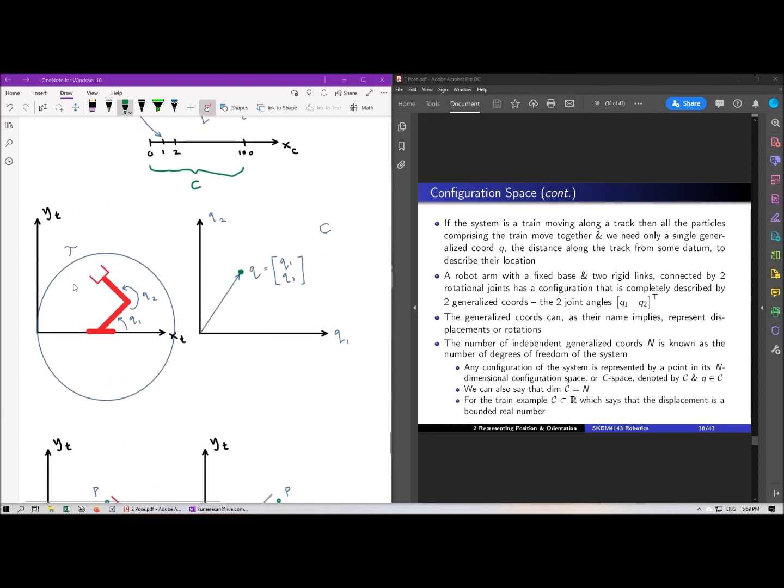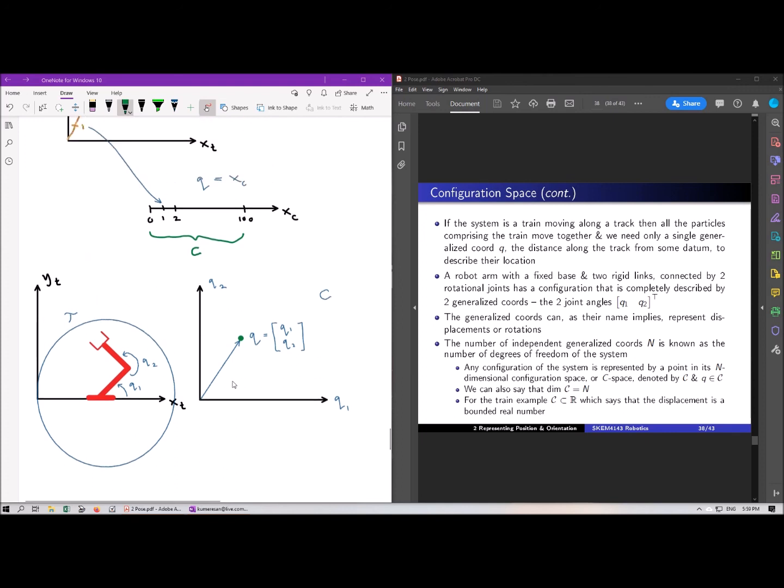And for our robot arm, since we have two elements here, n equals 2, and therefore the degree of freedom here is 2. Any configuration of the system is represented by a point in its n-dimensional configuration space, or C space, denoted by this special C, and Q, which is our configuration, is an element in C, in our configuration space.